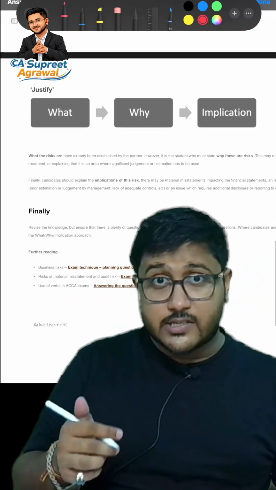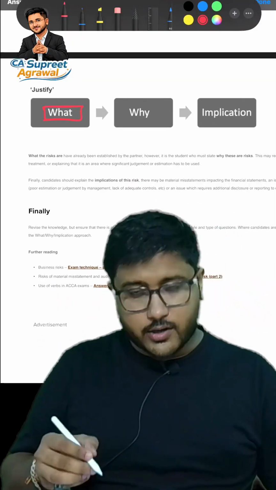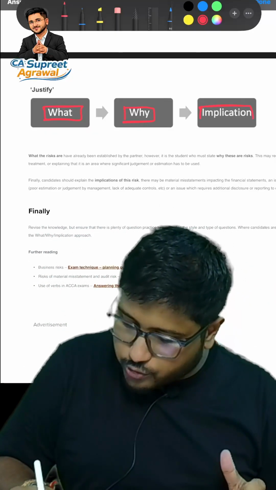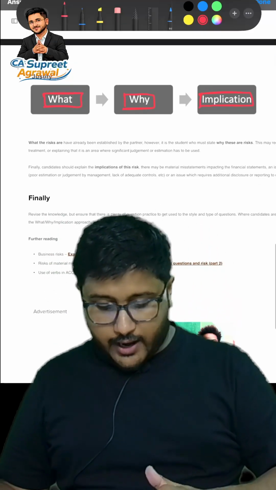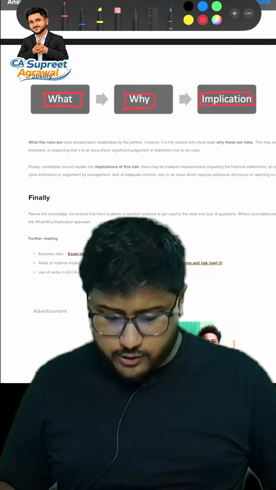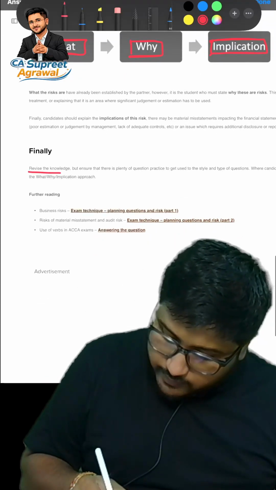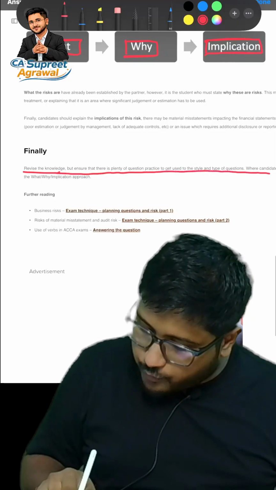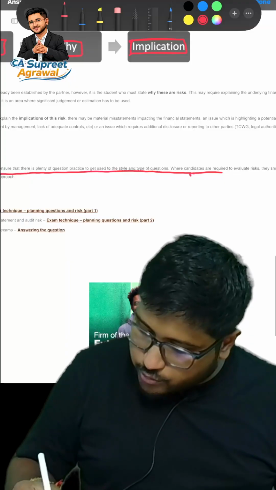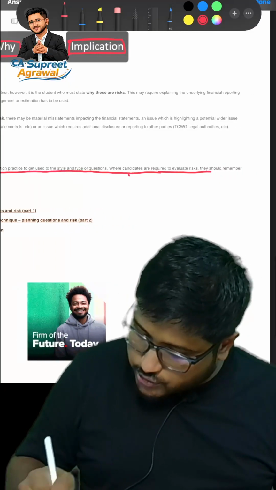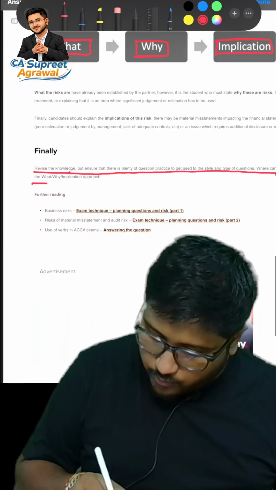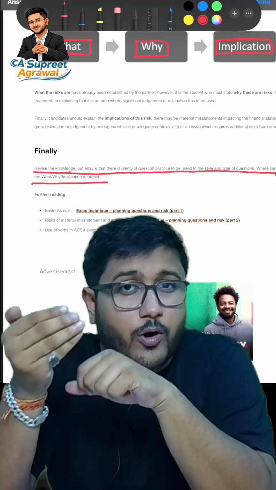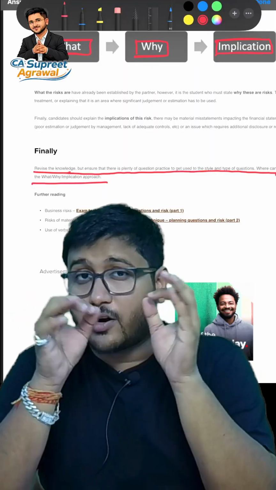Now, justify means what? First of all, answer what, then why, that is what is the risk, why it is the risk, and implication, that is what could be the impact of this on the audit. And if it is asked, you have to respond with the auditor's responses also. Now finally, revise the knowledge, but ensure that there is plenty of question practice to get used to the style and type of questions where candidates are required to evaluate risk. They should remember what, why, implication, approach. That is, first of all, they need to answer what, then why, and then they also need to answer the implication as part of their main answer.